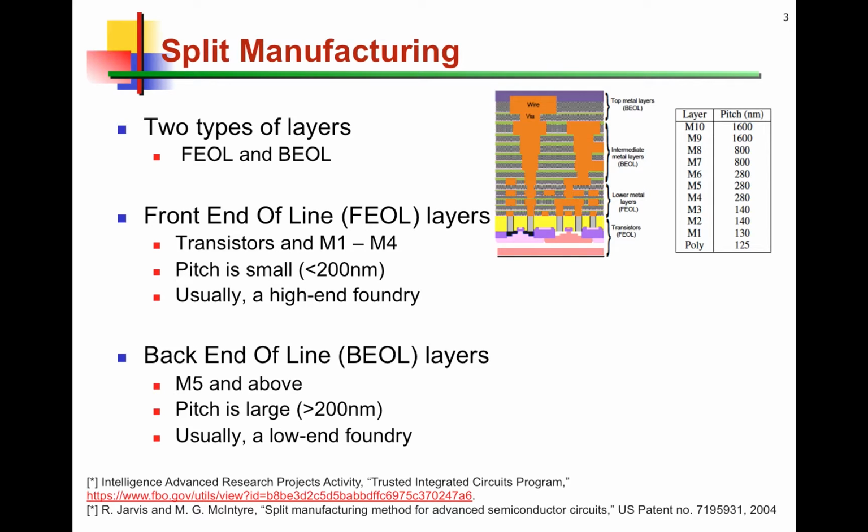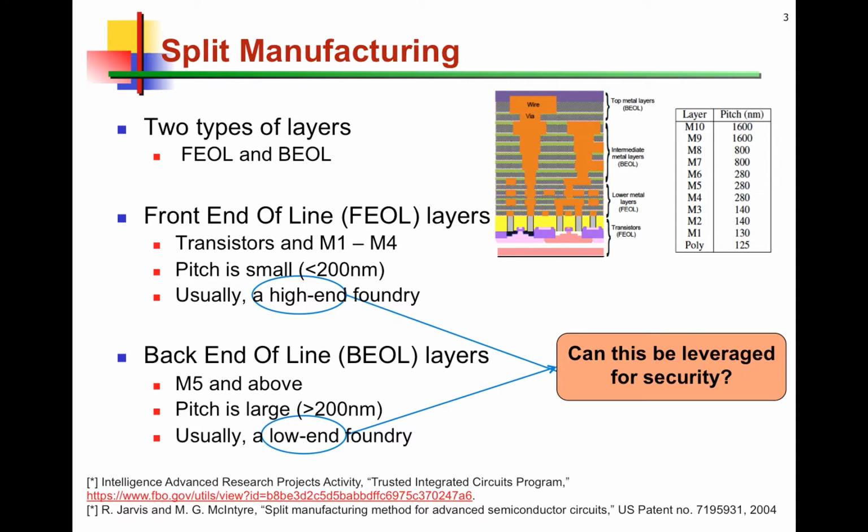And then we have the top metal layers that we refer to as back end of line metal layers, or BEOL metal layers. These are typically metal 5 and above, where the pitch is large. And this part of the chip is much easier to manufacture because, as I said, the pitch is large. But traditionally, when you want to manufacture a chip, you send the entire layout to one fabrication facility, and there both the FEOL layers and the BEOL layers are all fabricated together. So you need a high-end foundry simply because you need the FEOL layers to be manufactured in a high-end foundry.